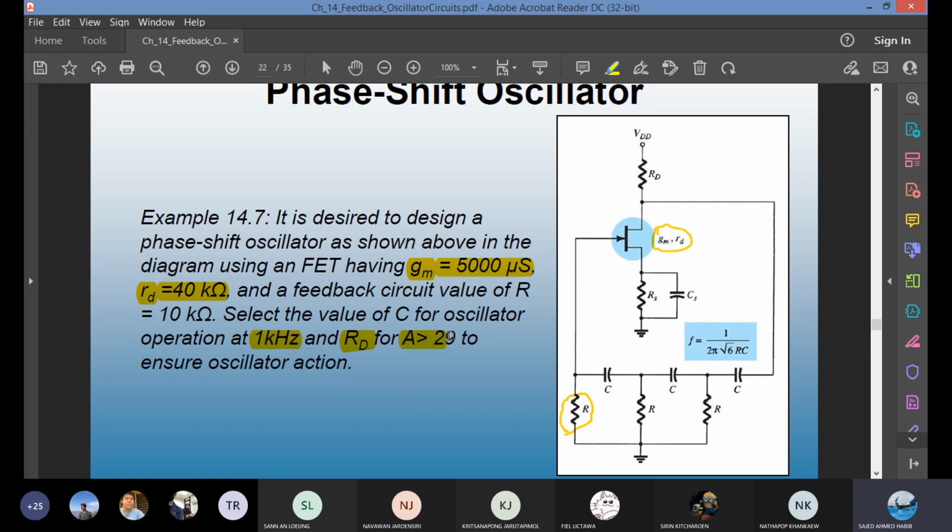In order for A to be greater than 29 to ensure oscillator action, so A is here. A is GMRL. If you take the absolute value, the magnitude, I told you A is GMRL, it has to be greater than 29. First, we have to find the value of C. Can we find the value of C from this equation? F equals 1 over 2 pi RC times square root of 6. So the square root is on 6, not on RC. What is C then? C equals 1 over 2 pi square root of 6 times RF. F is already given 1 kilohertz.